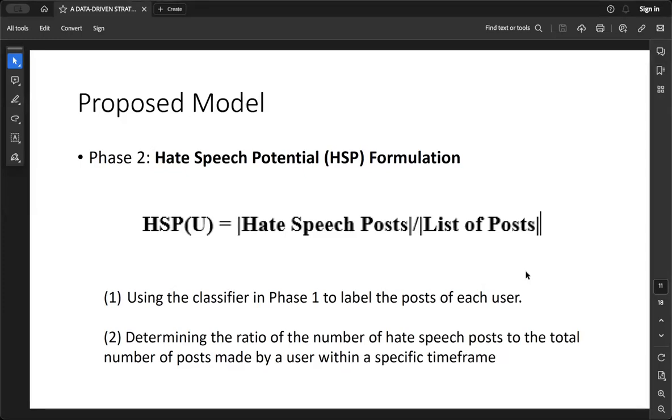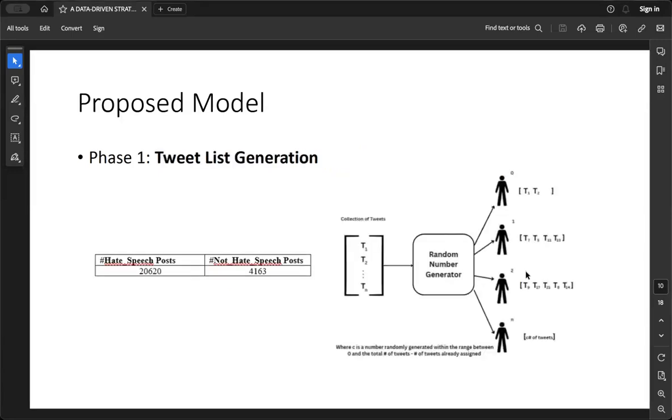So for this, we utilized the classifier in phase one to get the labels of the posts, because that would contribute to the numerator, or the count of the number of posts. The numerator would be generated by the labels that we obtained from phase one. And the second part, the denominator, was obtained from when we built the network, where we built the list of tweets generated for each of the users from the data set that we had.